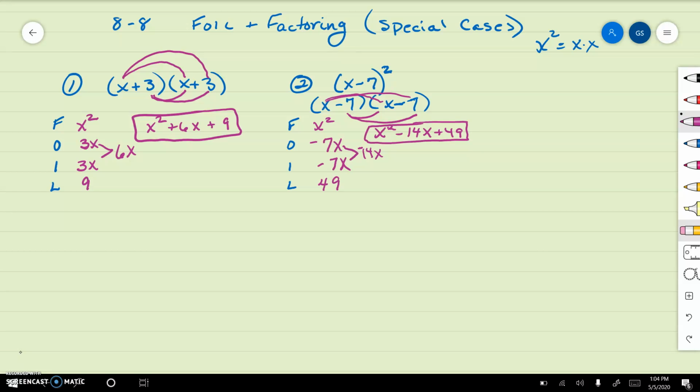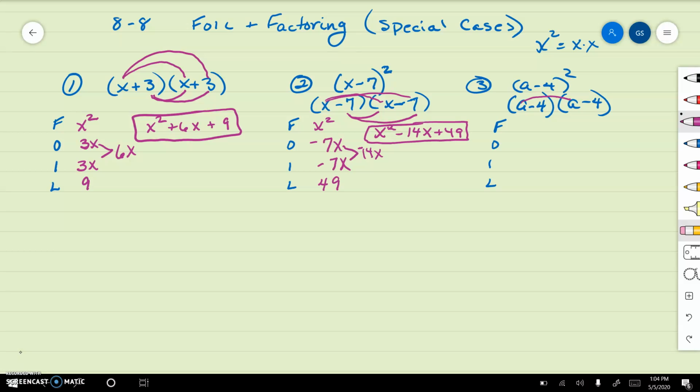Okay, last one for this type. Number 3, a minus 4 squared. Okay, so a minus 4 squared, you could read it the quantity a minus 4 squared. And so that means write a minus 4 twice. Oh, they stopped. Okay, so now we just have to FOIL this out. F-O-I-L. First, outside, inside, last.